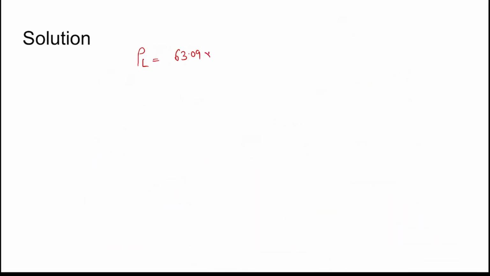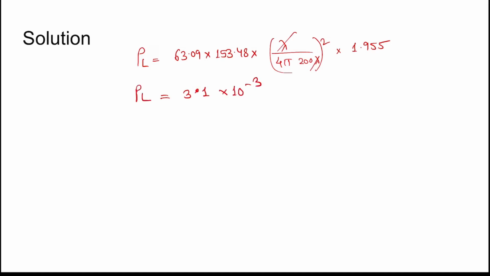Now PL is calculated from this formula, for which you need the two gains, 63.09 and 158.48, multiplied by lambda by 4 pi d whole square. So lambda divided by 4 pi into d, where d is 200 lambda, whole square, multiplied by the actual input power, P in prime, which is 1.955. Lambda gets cancelled, and it comes out to be 3.1 into 10 to the power minus 3 watt.